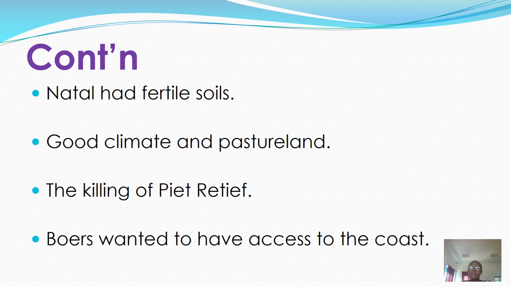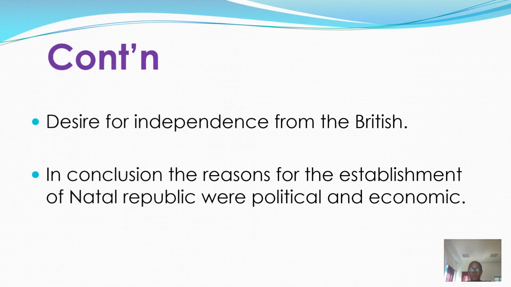And then the Boers wanted to have access to the coast. Remember, Natal would have access to the southeastern coast of Africa. So they knew that if they had access to the coast, this would help them not use the Cape as the link to the outside world. So they knew that if they had access to Natal, they would easily have access to the coast and to the outside world without going through the Cape. And that's why they decided to establish the Republic of Natal.